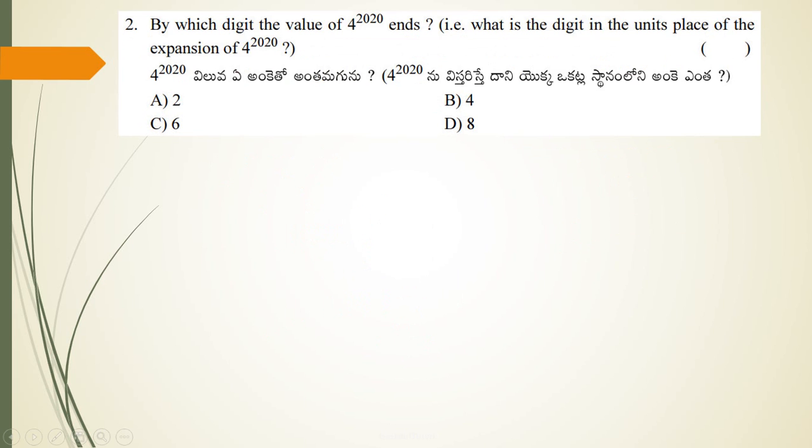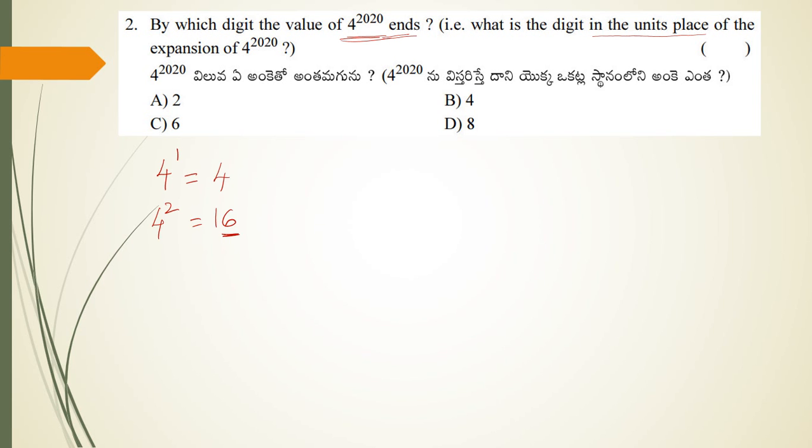Next, moving on to the second question. By which digit does the value of 4 power 2020 end? It is also known as the units place. He is asking you to find the units place of this particular expansion. For that, first of all consider 4 power 1. What is 4 power 1? Its value is 4. The same way, 4 square is 16. Here I am going to consider only the units place because I am interested only in the units place.